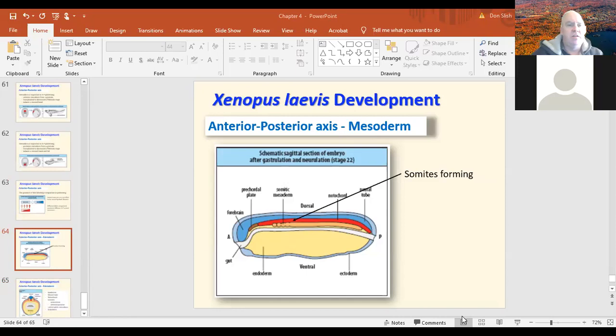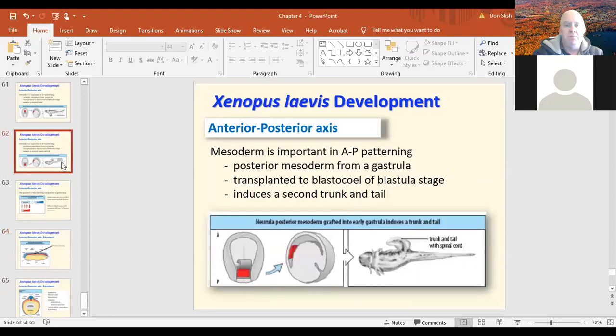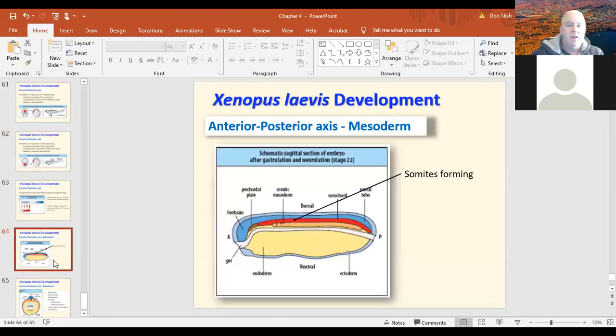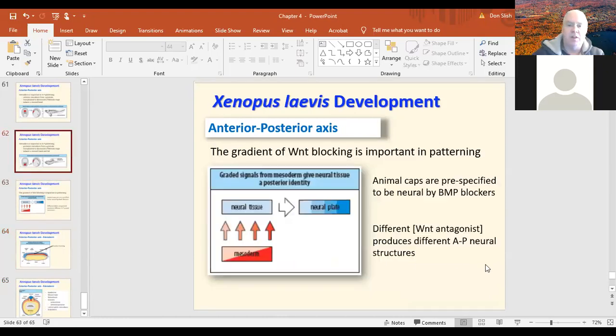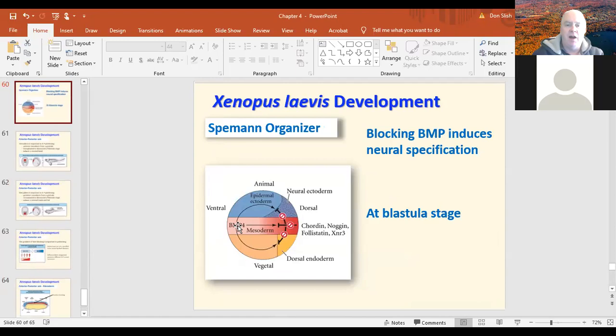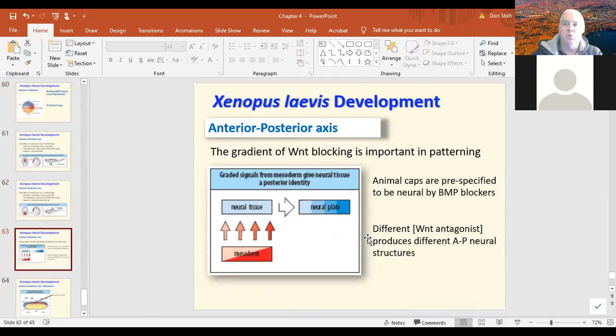Okay, and another thing that's important in this AP patterning is you also get FGF at the posterior end. If you remember from a few slides ago, I was talking about how you get FGF being produced here. Once this gastrulates, you've got FGF still over here at the posterior end, and that also is going to decrease Wnt signaling and give you some posteriorization.